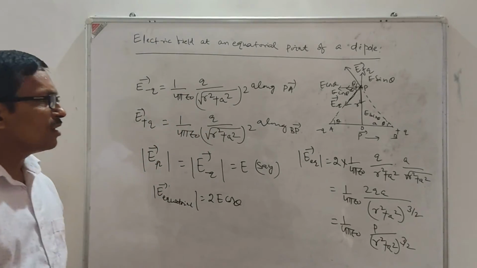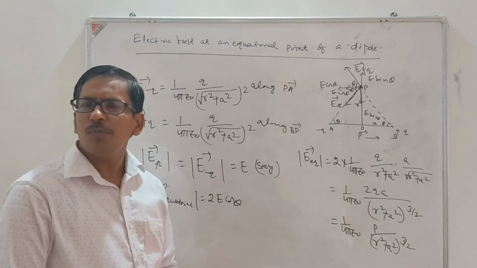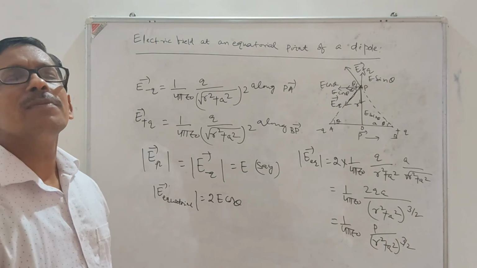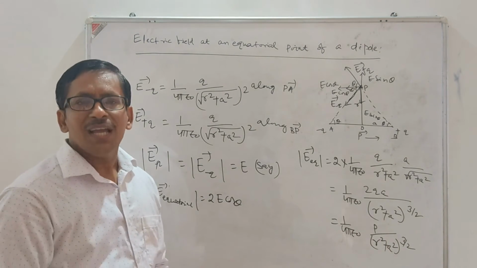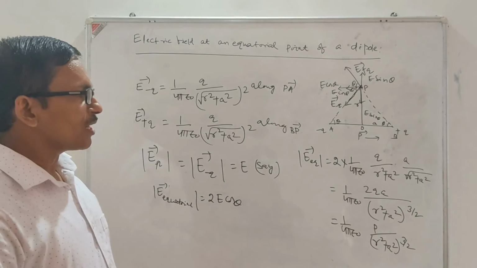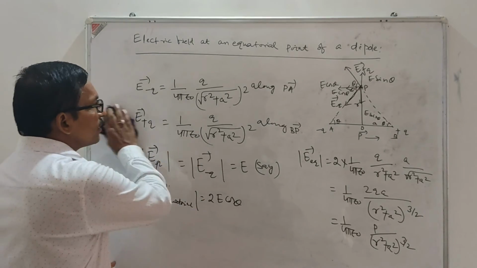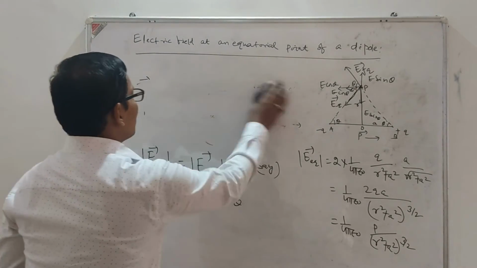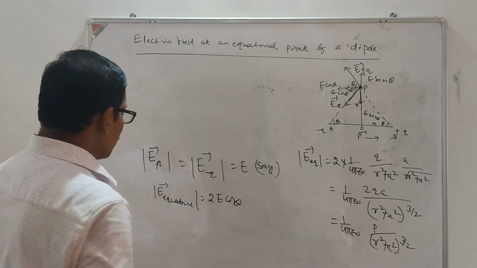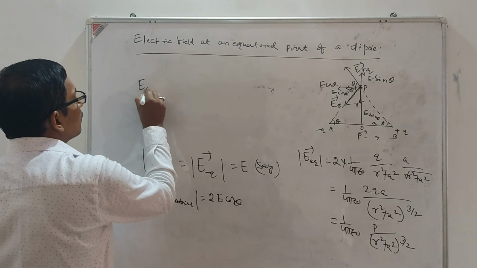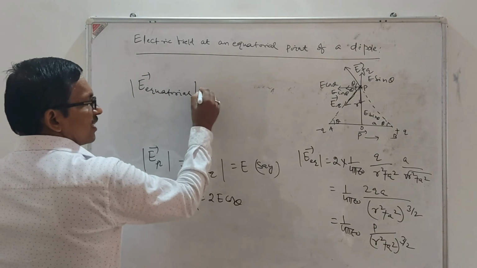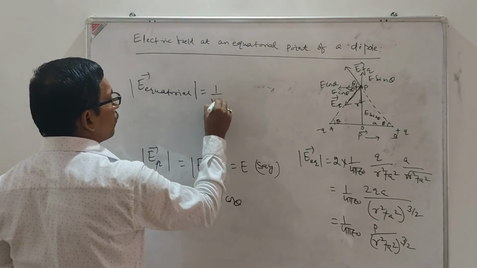What about the direction? The direction is opposite to the dipole moment. So to write this field in vector form, we have to multiply by a unit vector in the direction of the resultant field. The unit vector is opposite to the direction of the dipole moment. Last class we have taken it as P cap. So I can write the resultant field at an equatorial point as E equatorial equal to 1 by 4 pi epsilon naught.